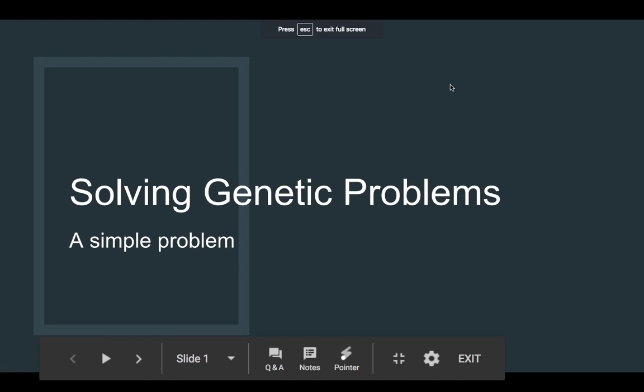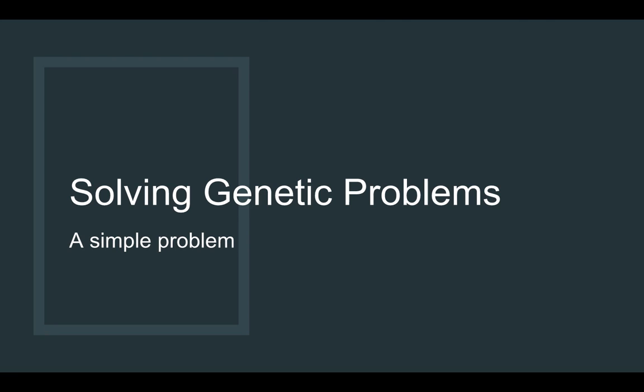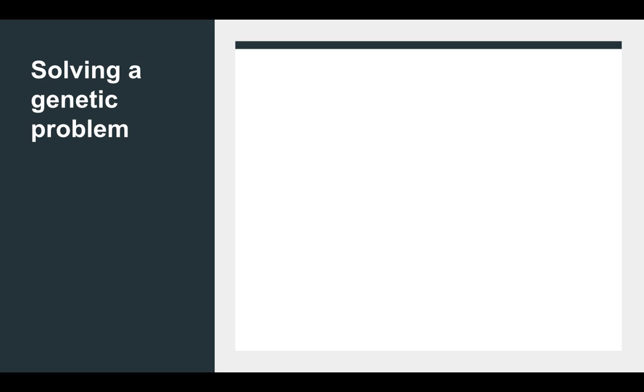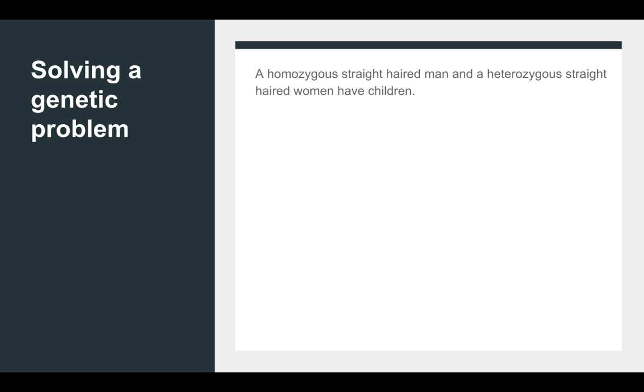In this second video, we're going to have a look at an example of a genetic problem and how alleles can segregate to produce different variations of a gene. So, here we're told that a homozygous straight-haired man and a heterozygous straight-haired woman have children. Show all possible combinations and in what proportions their children could be for hair shape.